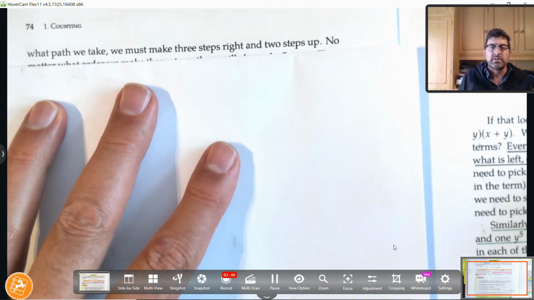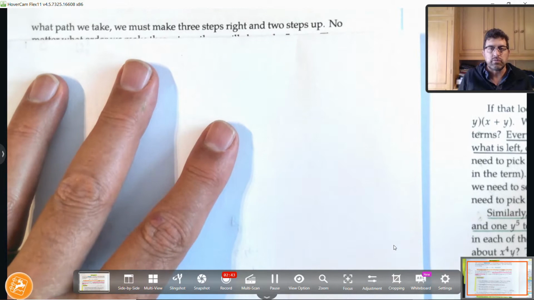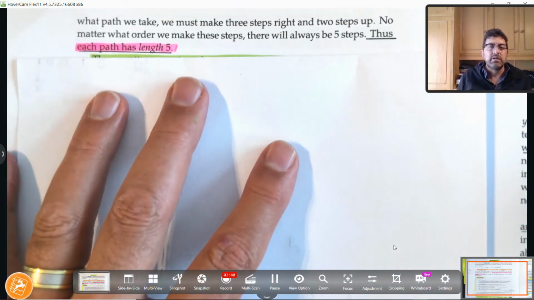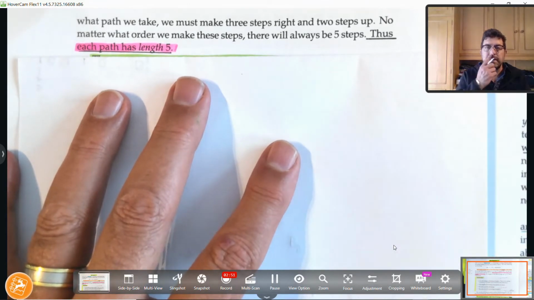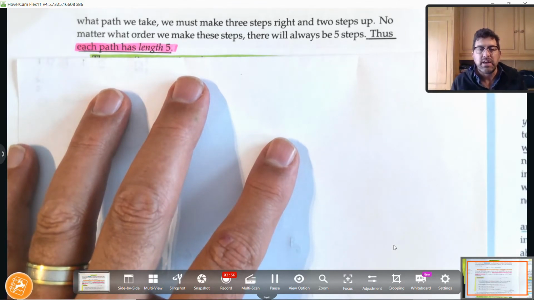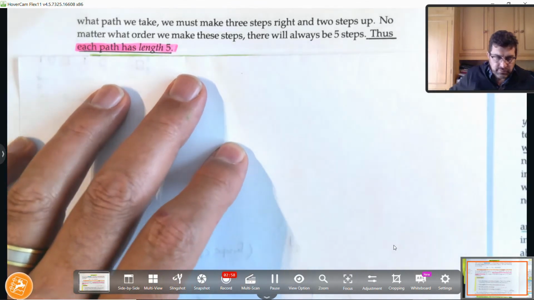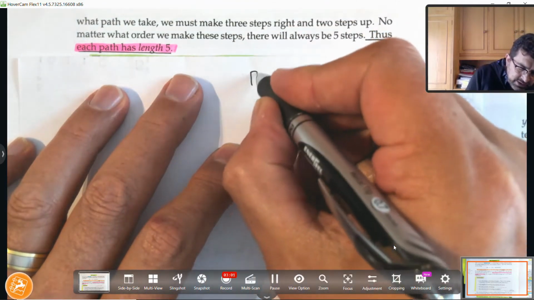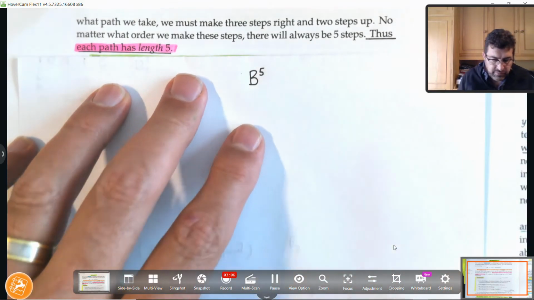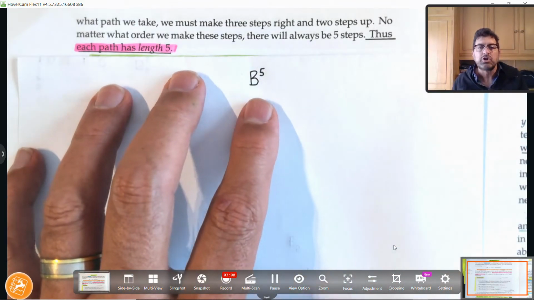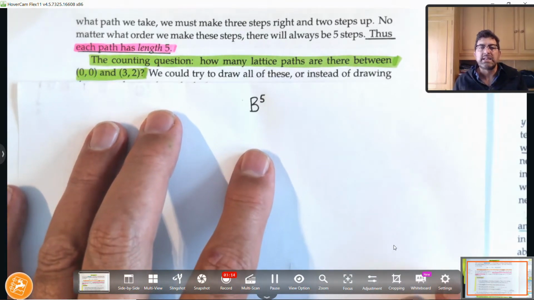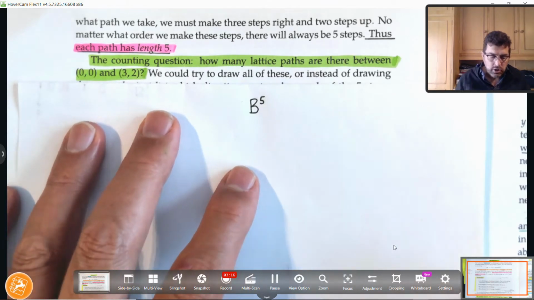And we saw that quite quickly. That's how we need to move. Okay? So, no matter in what order you take these steps, there will always be 5 steps. Thus, each path has a length of 5. So if we talk about it as a bit string, the bit string will have a length of 5. Okay? 5 in total.